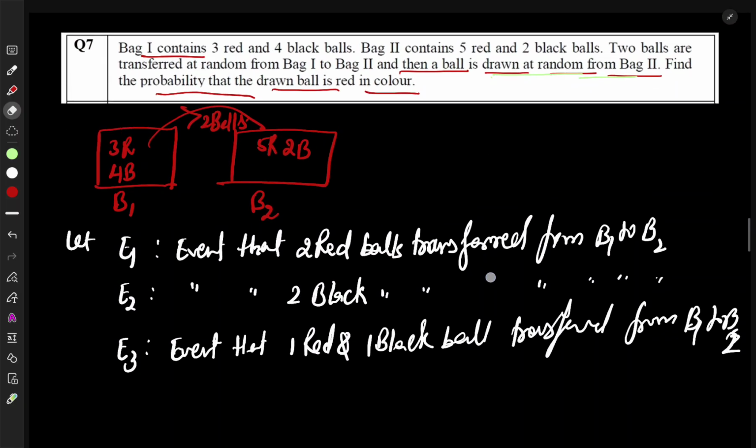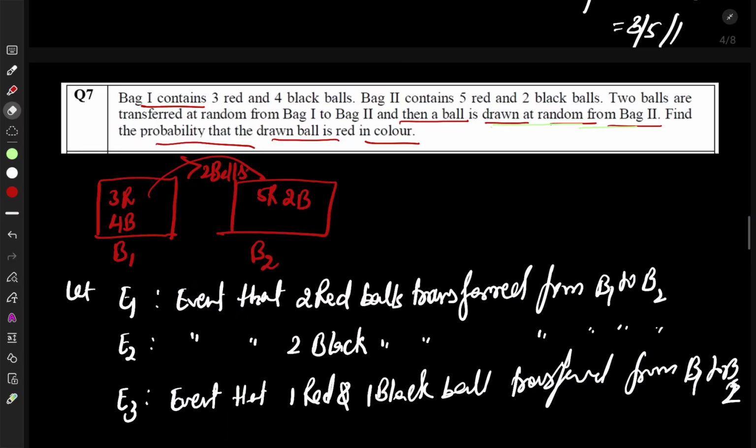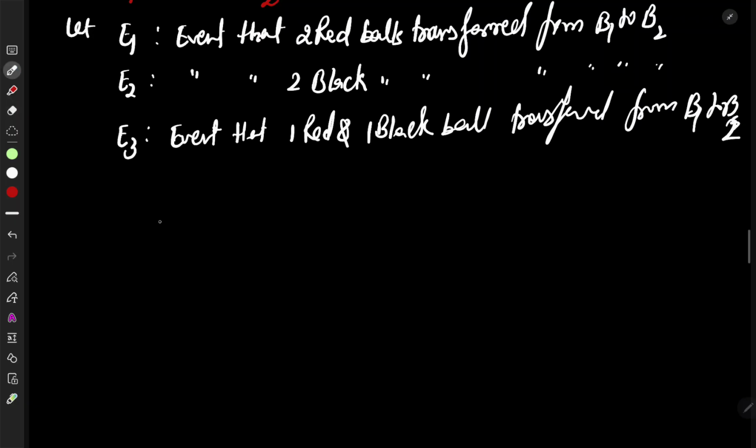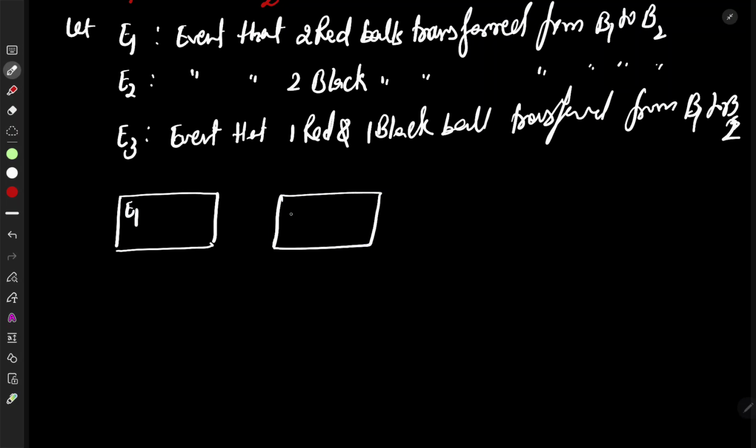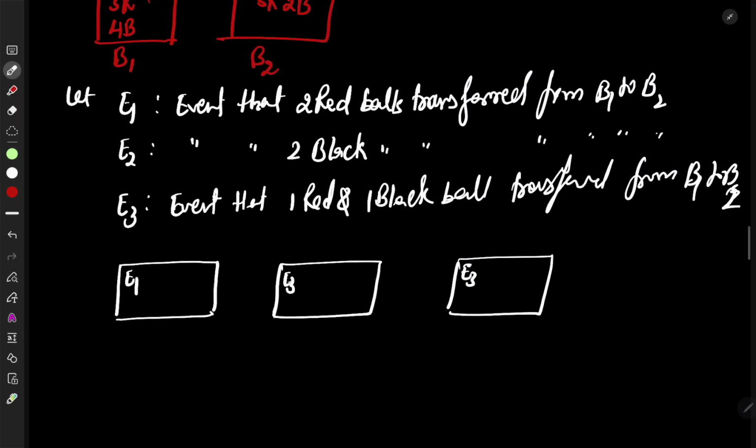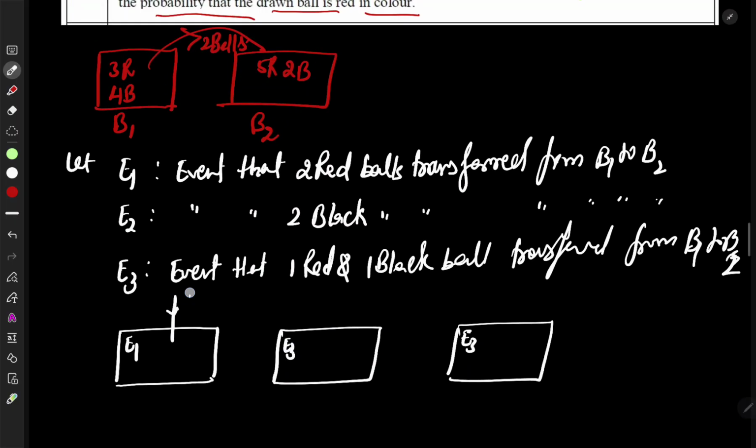1 ball at random we are drawing and we need to check that the drawn ball was red. So if you see the picture, again I am telling you a similar kind of situation. E1, here E2, here E3 situation. What are the situations? It is the situation of when the balls are transferred. First of all, balls transferred and both are red. Probability of E1 will be what? Two red balls you are transferring.